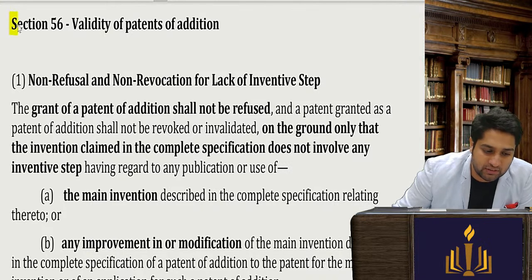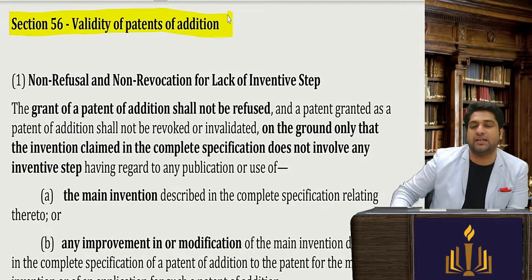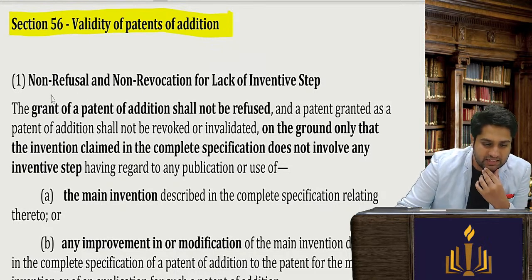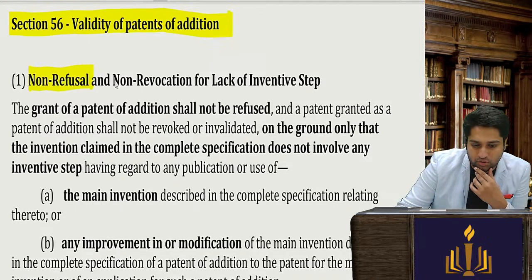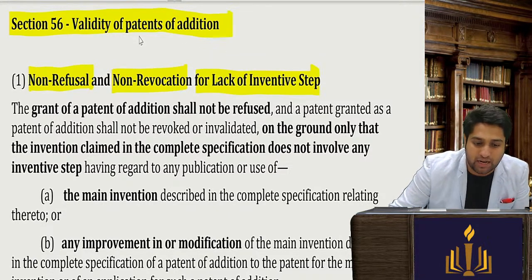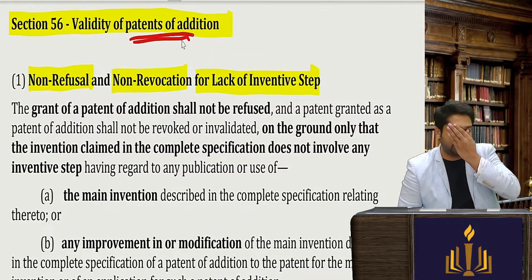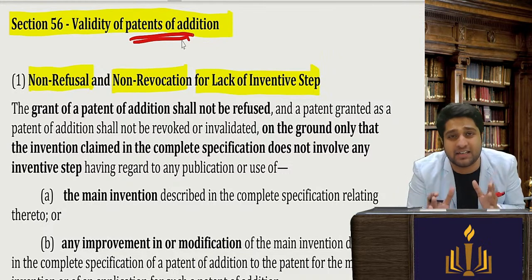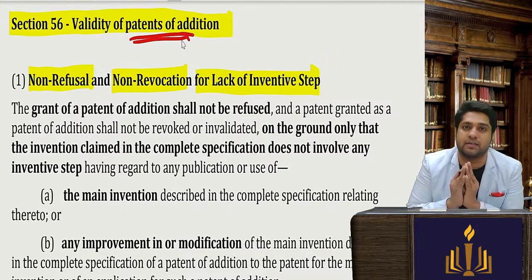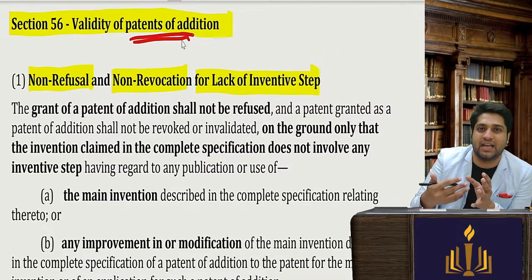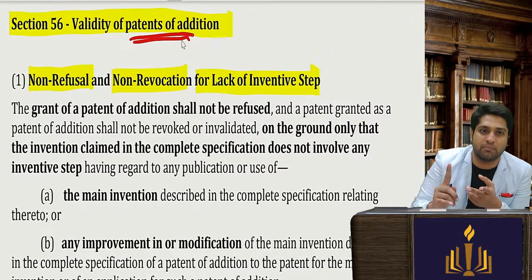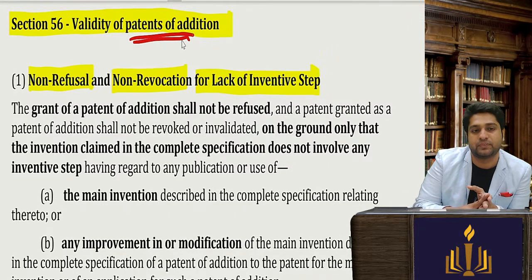Now section 56, validity of the patent of addition. Very simple: non-refusal, non-revocation for lack of inventive step. What we were seeing under these sections is that a patent of addition would generally be applications which could not be independently patented. These are just extensive features, some additional features, improvement, modification to the main invention.